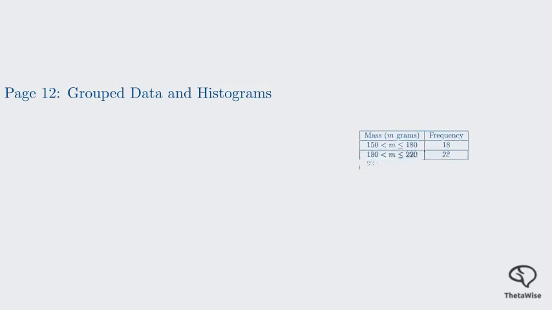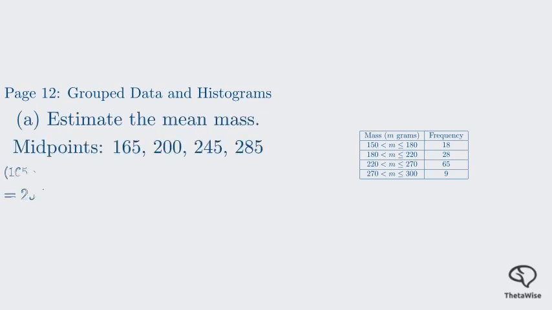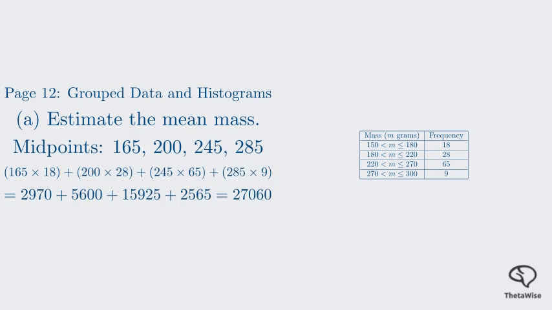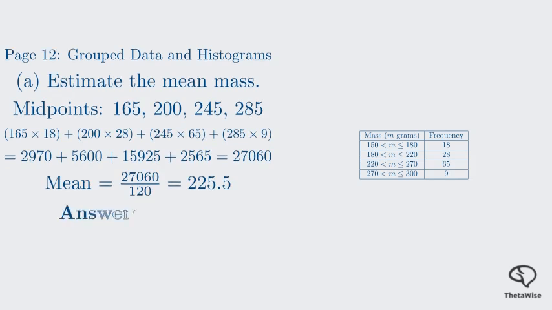On page 12, we work with grouped data and histograms. Tina has data for 120 apples. The data is provided in this table showing mass intervals and their frequencies. For part A, we estimate the mean. We need the midpoints of each class interval. Now, multiply each midpoint by its frequency and sum them up. Divide the total mass by the number of apples, which is 120. The mean is 220.5 grams.